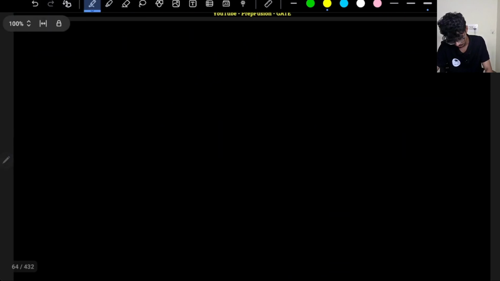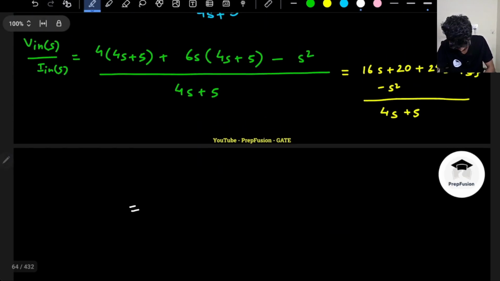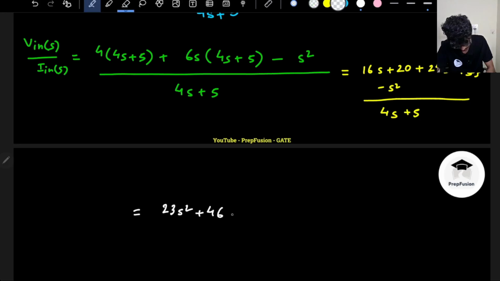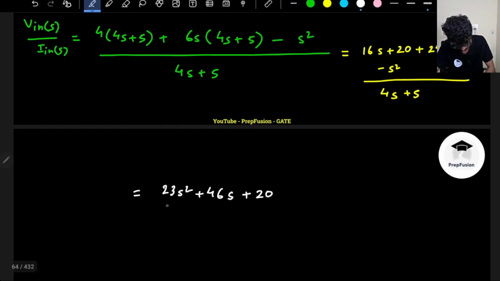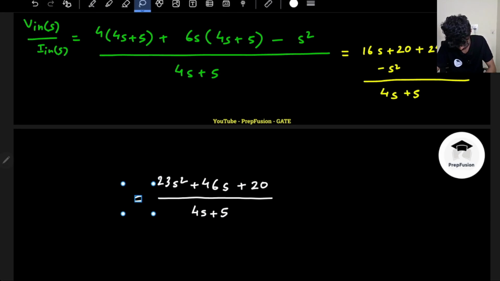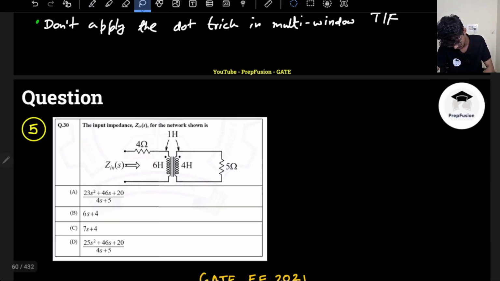So the value comes out to be like this. It will be 23S square plus 46S plus 20 divided by 4S plus 5. Okay, so 23S square plus 46S plus 20 divided by 4S plus 5 is present in option A.